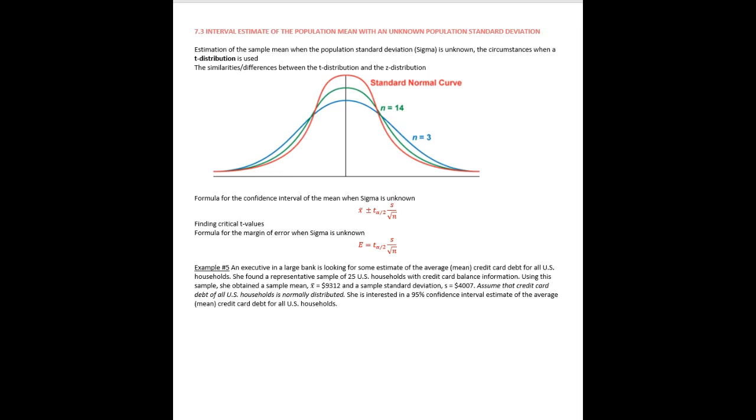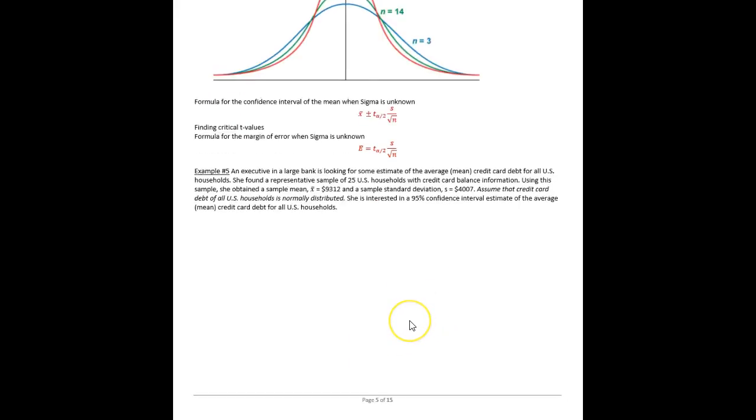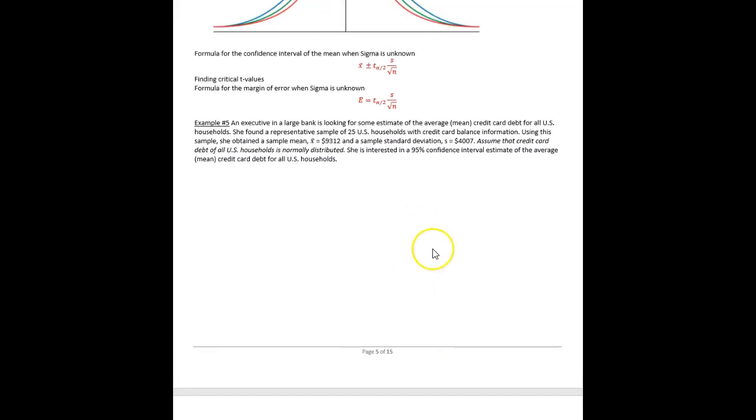Finding critical values, that's what we're going to do here when we solve this problem. And the formula for the margin of error is very similar to the last one. The formula for the margin of error is just what we have listed to the right of the plus or minus, so that's our t alpha half times s over the square root of n. Okay, so let's get to our example.